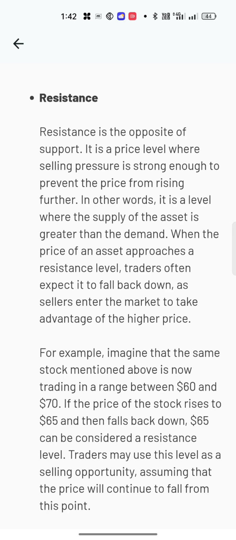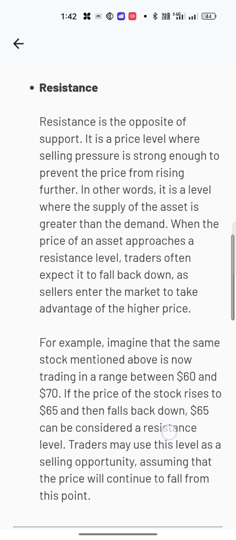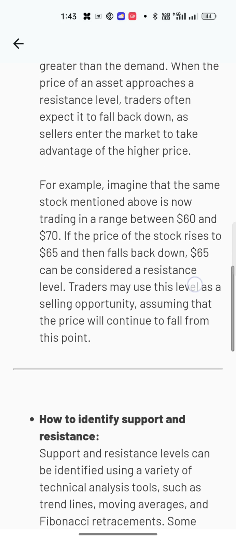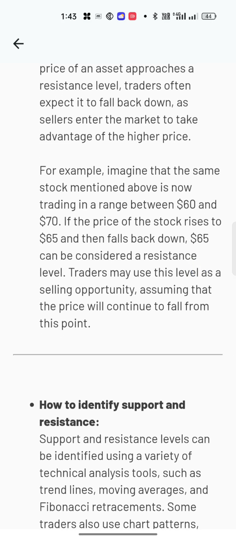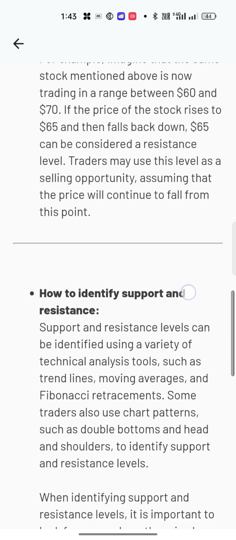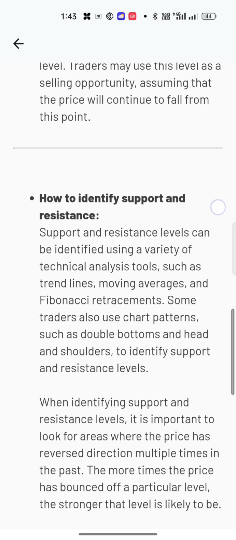For example, imagine that the same stock mentioned above is now trading in a range between $60 and $70. If the price of the stock rises to $65 and then falls back down, $65 can be considered a resistance level. Traders may use this level as a selling opportunity, assuming that the price will continue to fall from this point.